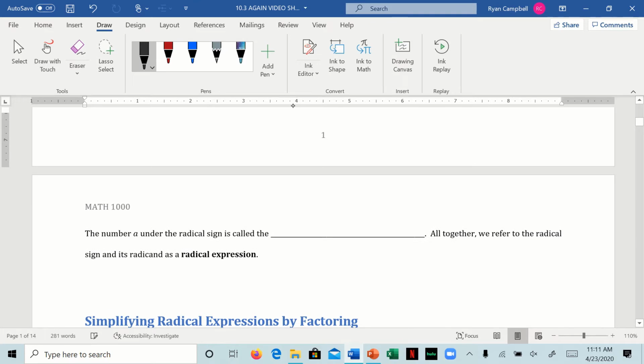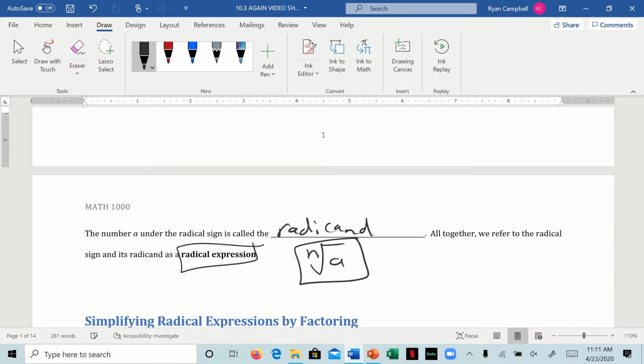We also say that the number a under the radical sign is called the radicand. And then this whole thing is called the radical expression.